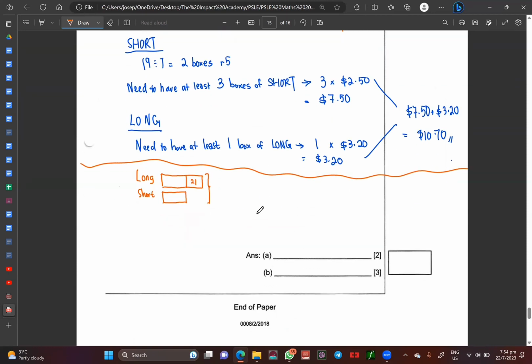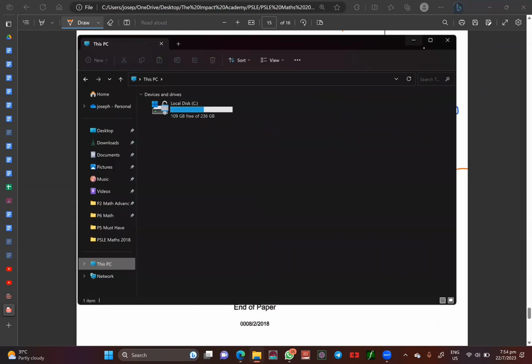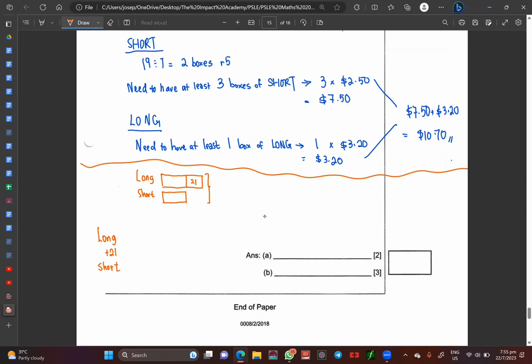Very simple. First thing first, the long candle must always be 21 more than the short candle. In some sense, when I solve this question, I use a little bit of guess and check. The long candle must always have 21 added, plus the short candle, and then the total will be less than 50.